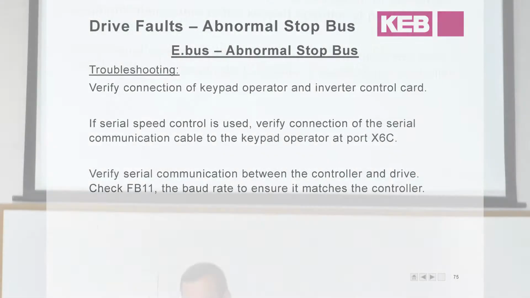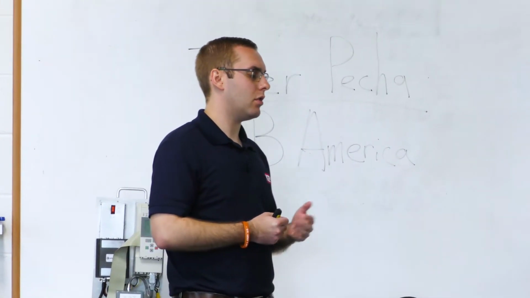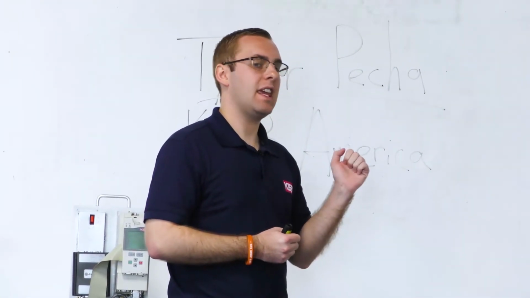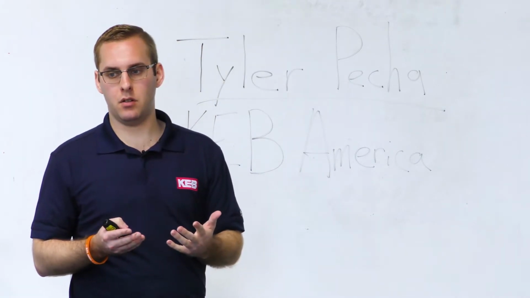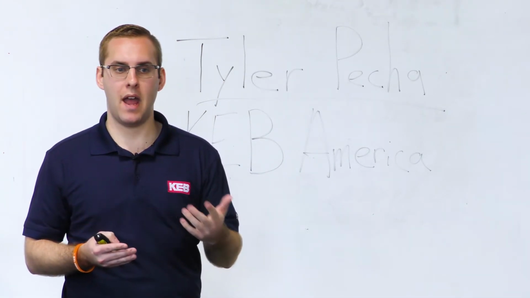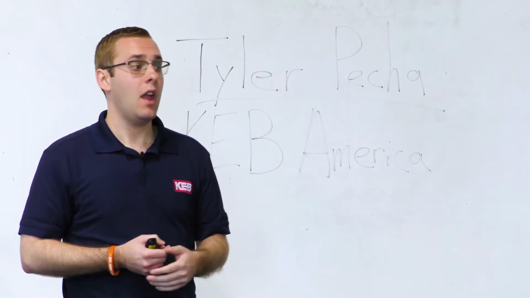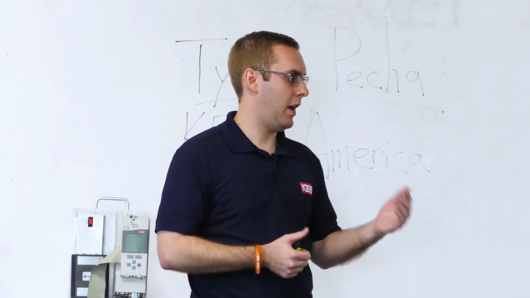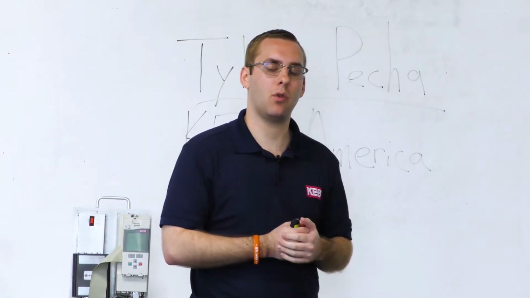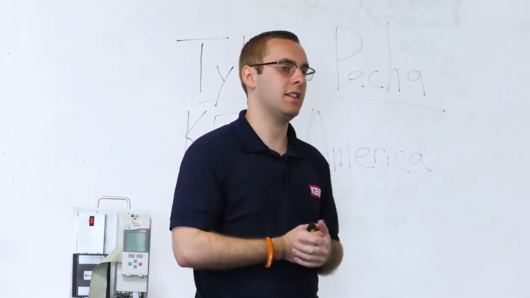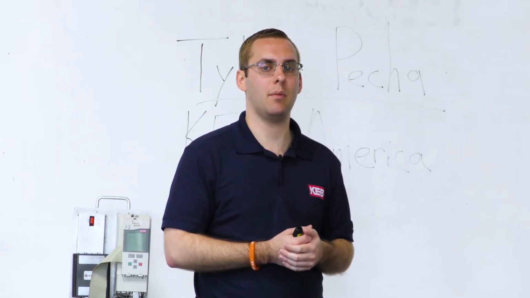If the problem is still there, you're still getting the E.bus after switching speed control methods, then it's likely between the keypad and the drive itself. So a few things you can look at there: pop the keypad off, look at the pins, make sure nothing is missing, bent, that type of thing. And then also make sure that your keypad is snapped in properly. Again, you should hear that snap. If you don't, it's not seated properly.